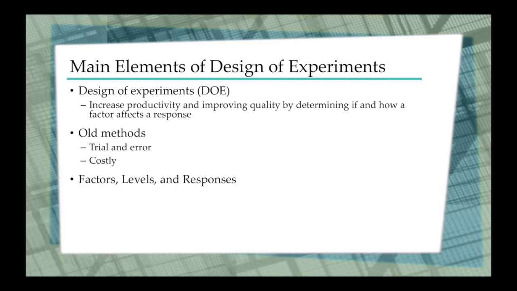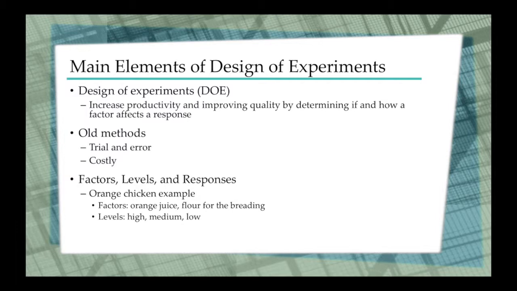To conduct a design of experiments, you need factors, levels of those factors, and their responses. For example, you're trying to make orange chicken. Some factors that go into the recipe are orange juice and flour for the breading. The levels would be the amounts of each factor: high, medium, and low. The responses would be the taste. You could conduct a factorial design and do high, medium, and low amounts of each factor, and test to see which results give the maximum desirability from consumers.